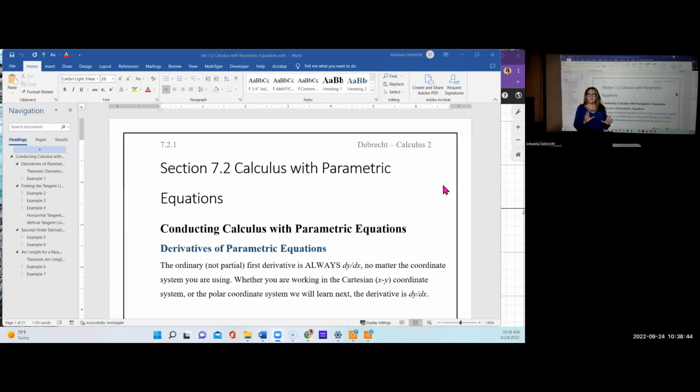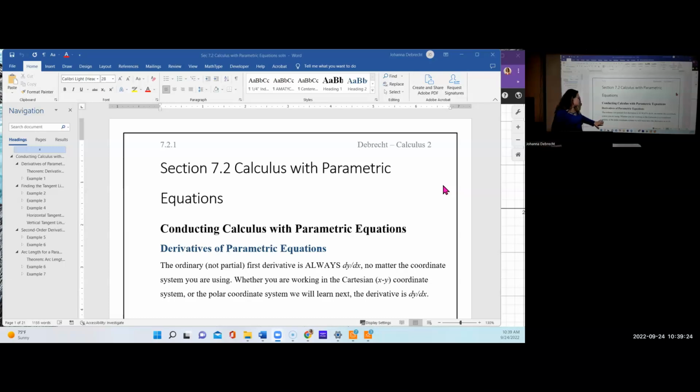Now remember, we said parametrics are good for situations where something's location depends on time. So it not only tells us where the object is, but when the object gets there and the direction or orientation of the path it follows as it moves along a curve. It's great for curves that are not functions, and also great for curves where it cannot be explicitly solved for y. So it may have both y and x in the equation, but you can't get the y's together on one side and solve for them. So parametric equations are really good for those kinds of things.